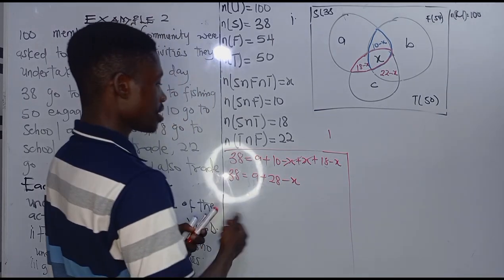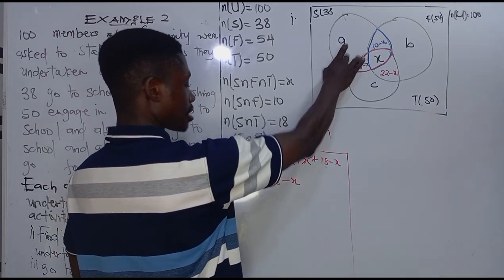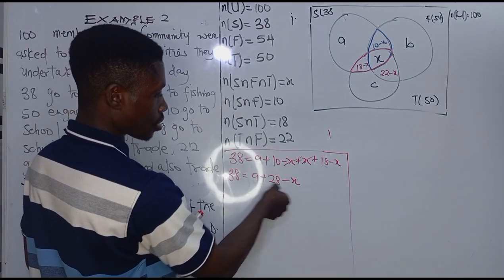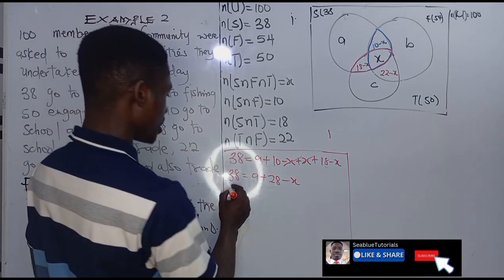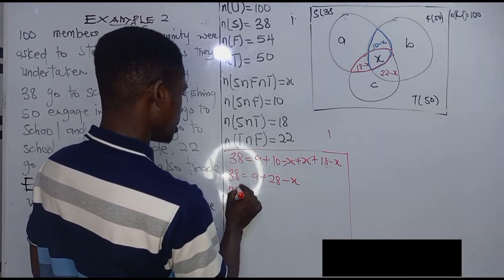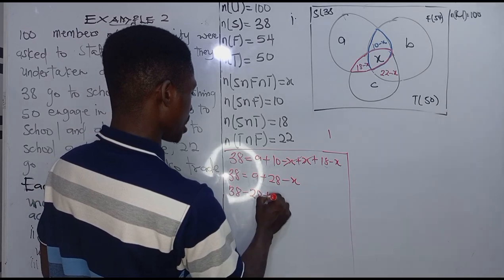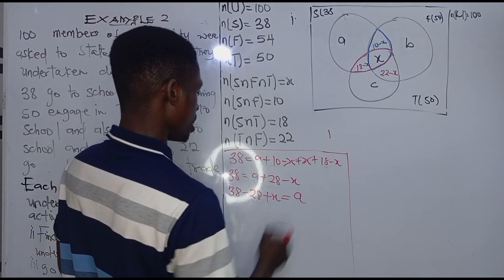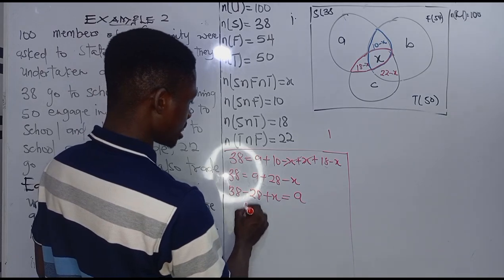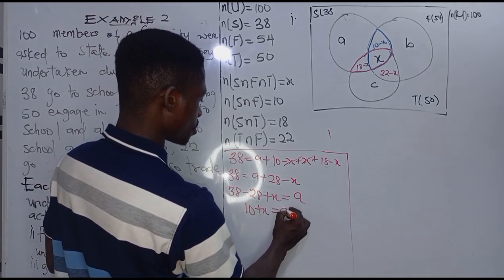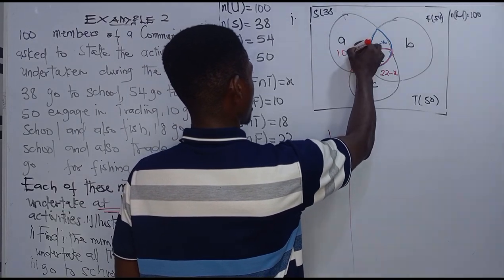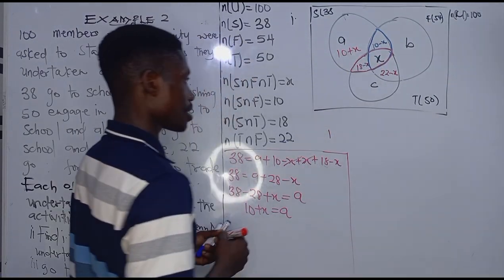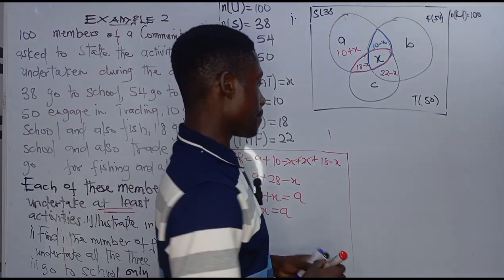Good. Now we are looking for A, which is this particular region, so we have to shift the whole of this expression to the left hand side. So we are going to get 38 minus 18 plus X is equal to A. So this will give us what? 20 plus X is equal to A. So this region is what? 20 plus what? X. So we are done with that. Now let's look for B.